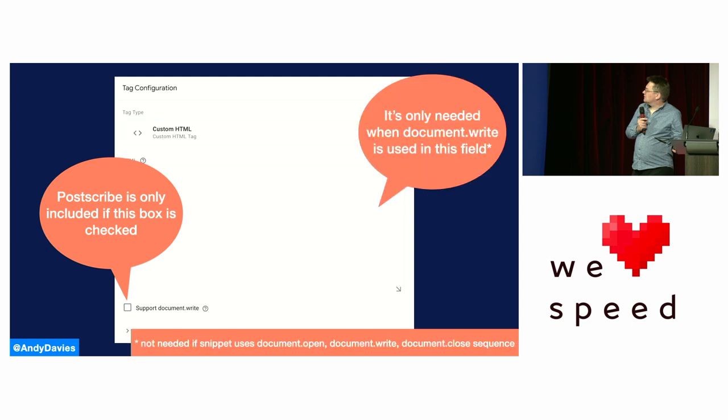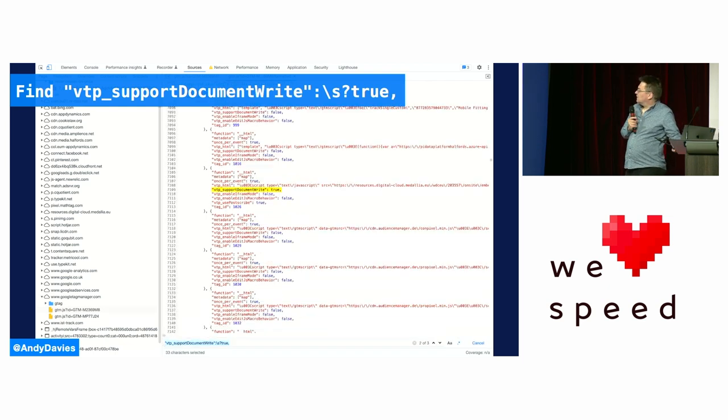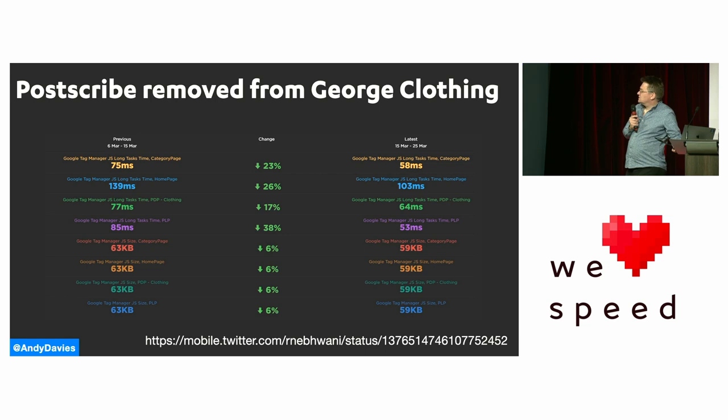And you only need to check the box to say support document.write if document.write is used in that box. So we searched through GTM, found all the cases, I'm just going really quickly through here, that used it, checked whether they actually used document.write and got the customer to change the flags. And what we discovered is GTM got smaller and it got faster.